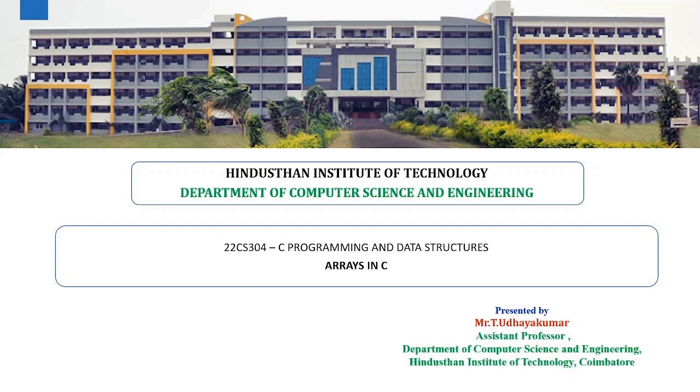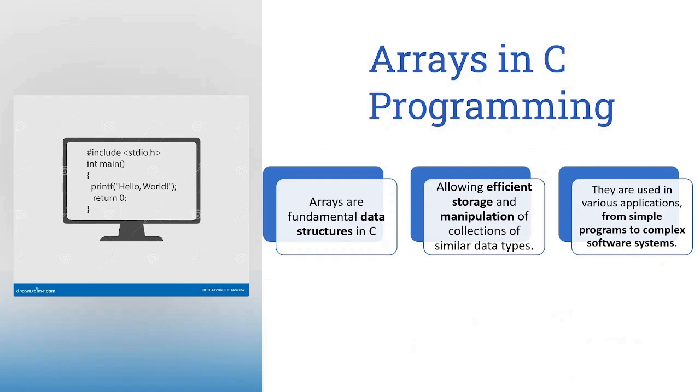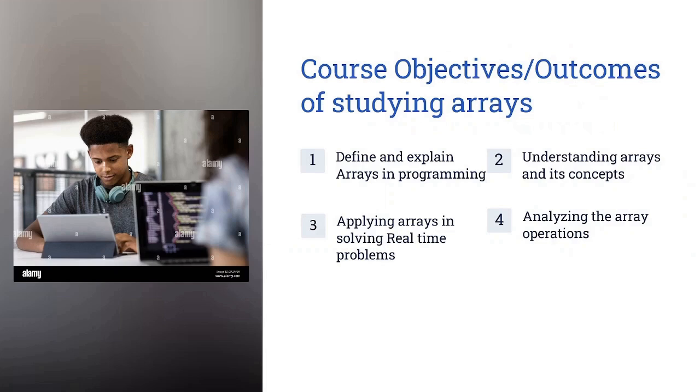Today's topic we are going to discuss is arrays in C programming. So what is an array? Arrays are nothing but non-primitive linear fundamental data structures in C. It is mainly used for collecting same types of data for efficient storage and manipulation. Arrays are used in all types of simple and complex applications.